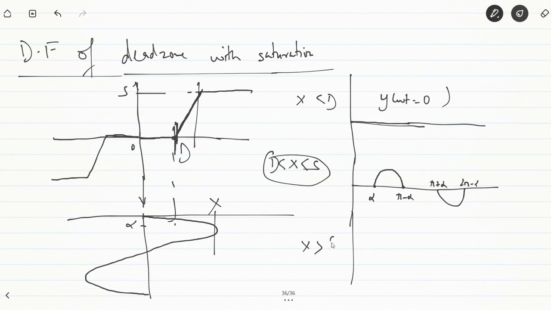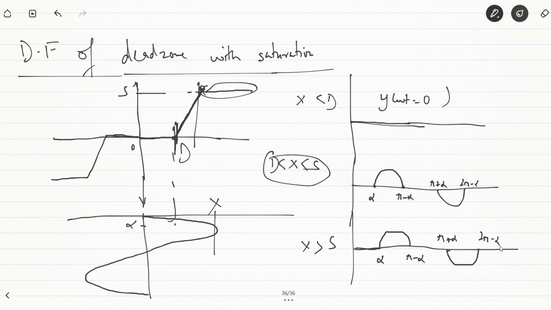Case number 3 is where X will be greater than S. That means our sinusoidal function will be somewhere here. So what will happen in this case? Our output, after alpha, there will be an output, then it will go into saturation, then it will fall. Alpha, pi minus alpha, then similarly pi plus alpha, saturation, 2 pi plus alpha.